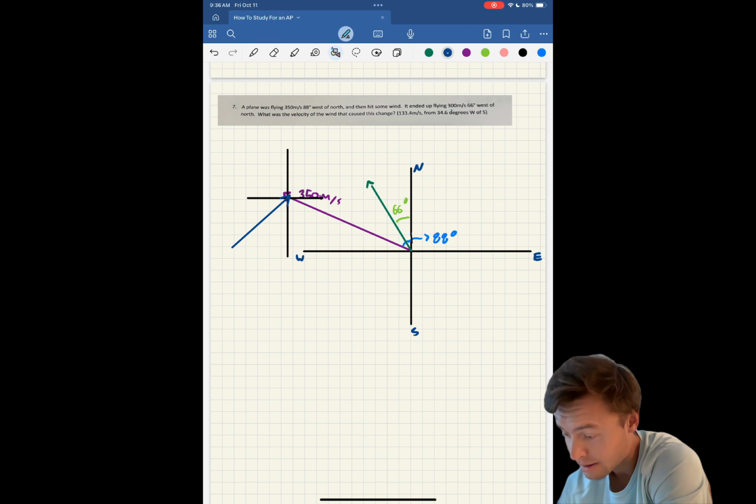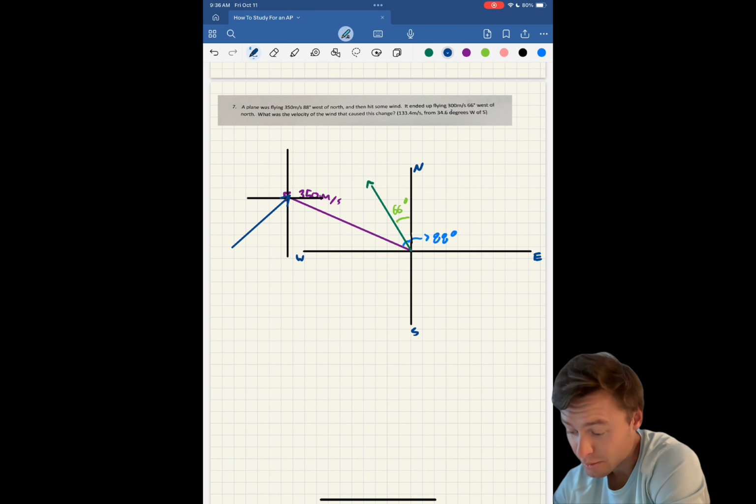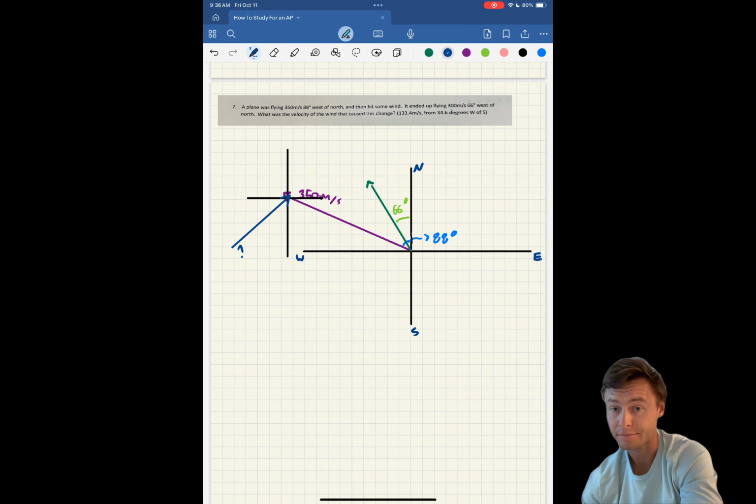Okay, and we don't know what the magnitude of that wind is. That's what we're trying to figure out. Okay, we also don't know what angle it's coming at. That's what we're trying to figure out.